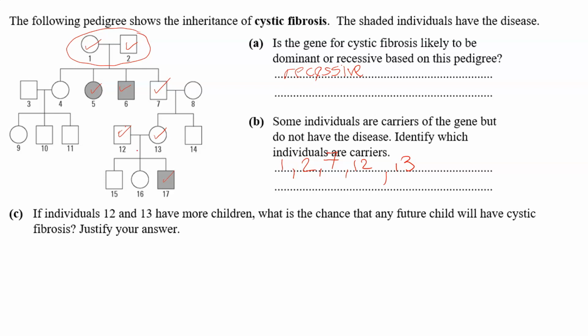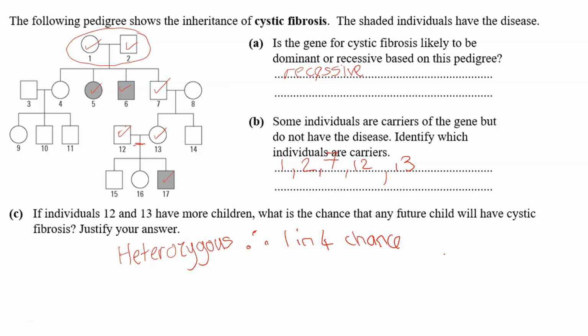Okay, so let's have a look at 12 and 13. Now, in terms of 12 and 13, because they're carriers, they will be heterozygous, yeah? Because if they had 2 recessive genes, they would have the condition. If they had 2 dominant genes, they would not have the condition. So they're heterozygous. And therefore, because of that, there is a 1 in 4 chance of their offspring having cystic fibrosis, okay?